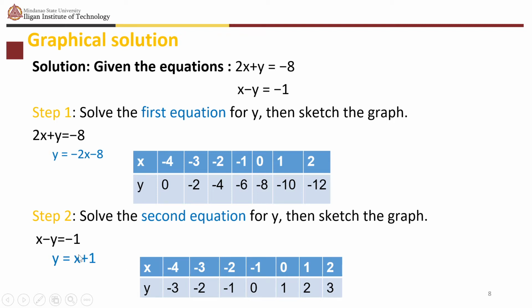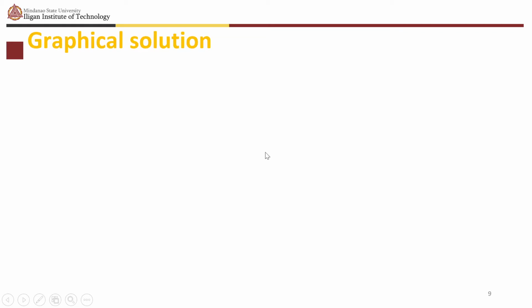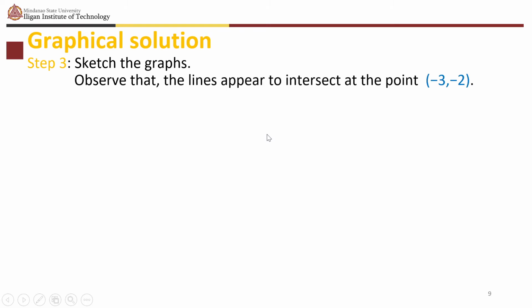And then when x is equal to 0, you will have 0 plus 1, which gives you 1. When x is 1, 1 plus 1 gives you 2. And when x is equal to 2, you will have 2 plus 1 is equal to 3. So we're going to make use of these values to sketch the graph. Now, how do we do that? Now we have the following. So that's step 3.